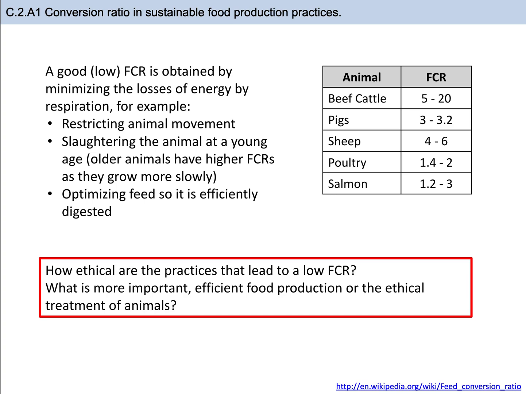So the questions here in red are: how ethical are the practices that lead to a low FCR? And what is more important, efficient food production or the ethical treatment of animals? This could be something you could think about for subject-specific TOK.